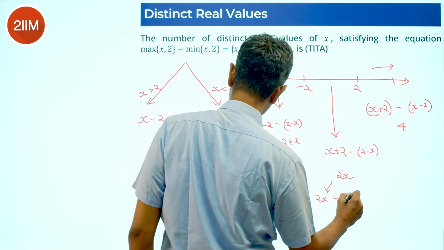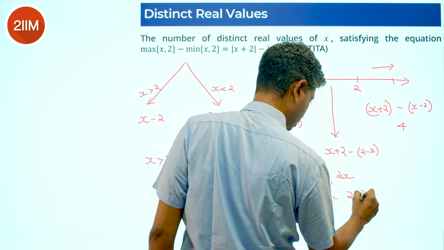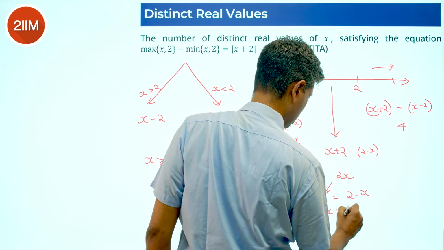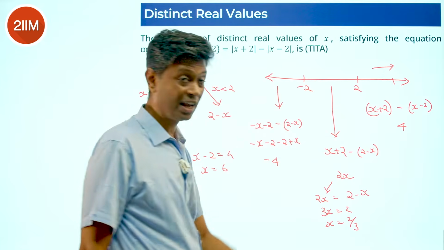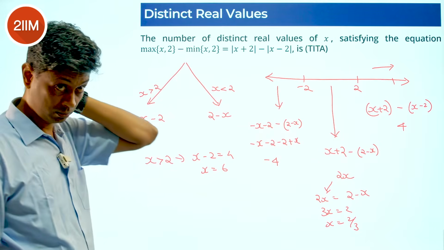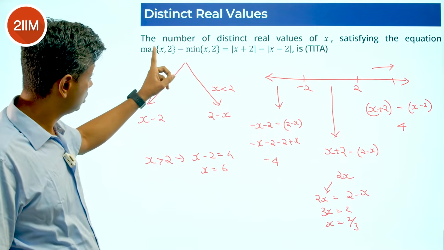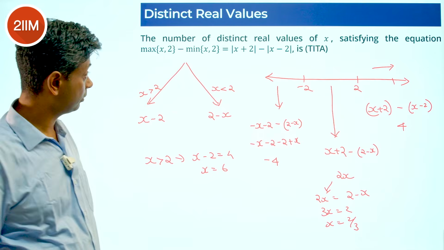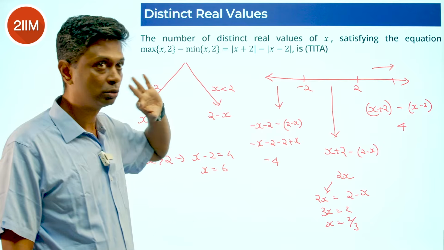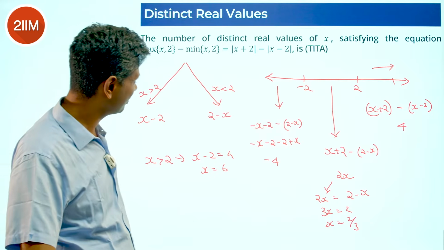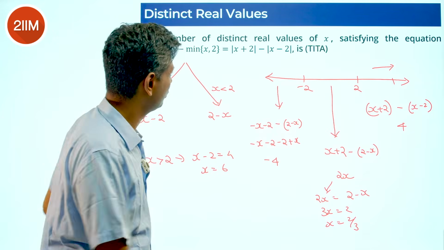2x is equal to 2 minus x, or 3x is equal to 2, x is 2 by 3, that happens to be in the range, x is 2/3, this will work. 2 minus 2 by 3 is 4 by 3. 2 by 3 plus 2 is 8 by 3. So this will be 8 by 3.